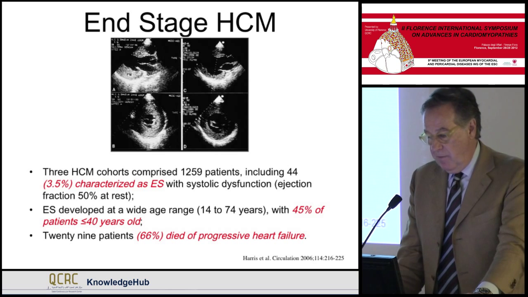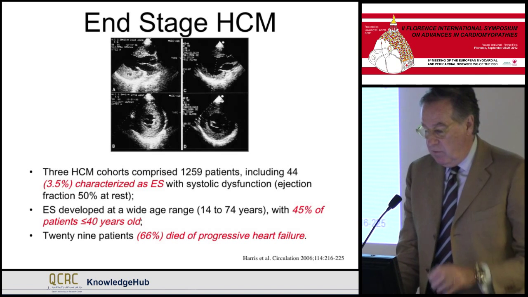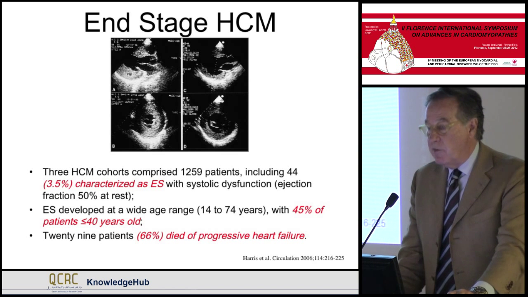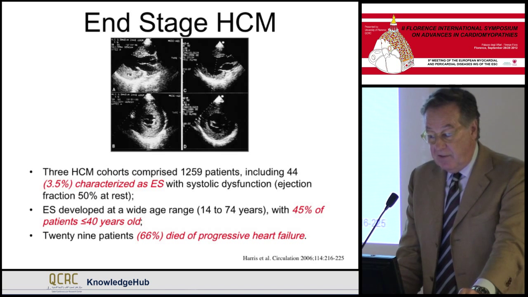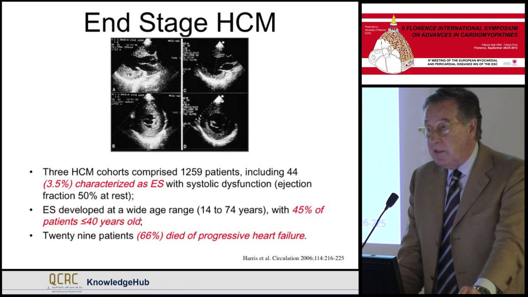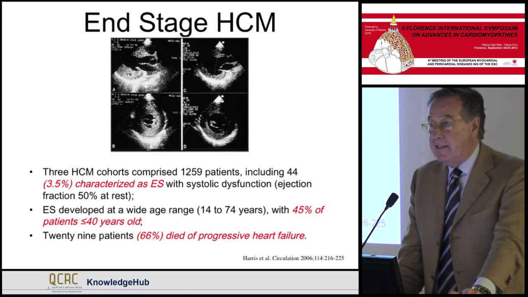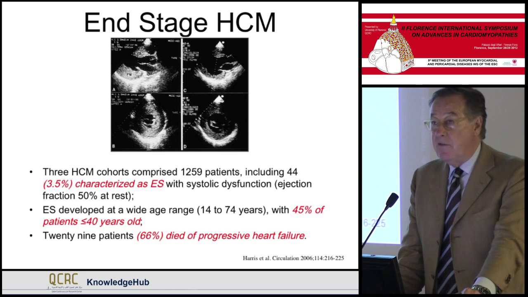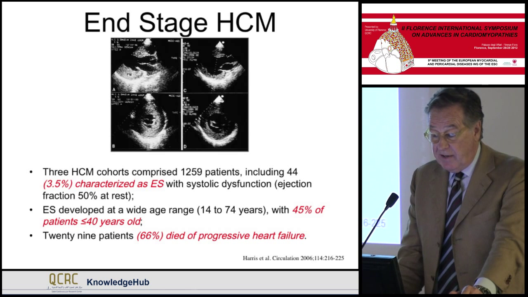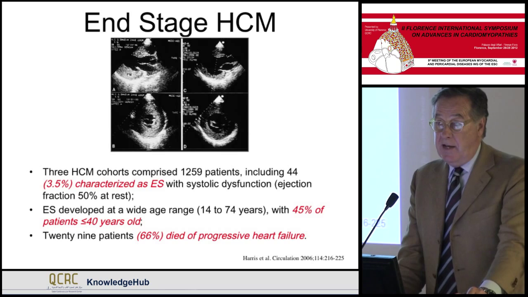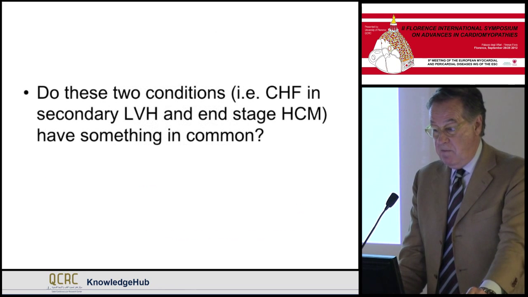And this is considered to be the milestone of the end-stage progression paper. Here the incidence is about 3.5%. And importantly, this is a cause of death and morbidity in young patients. So almost half of the patients were less than 40 years old. And 66% of those with ES progressed to death. So it's a serious problem.